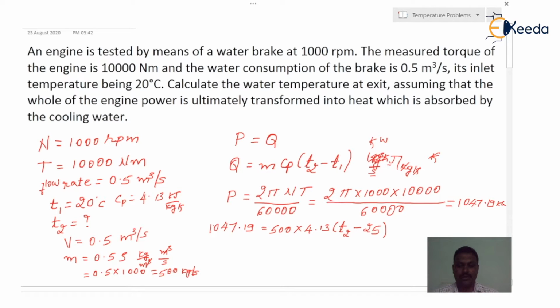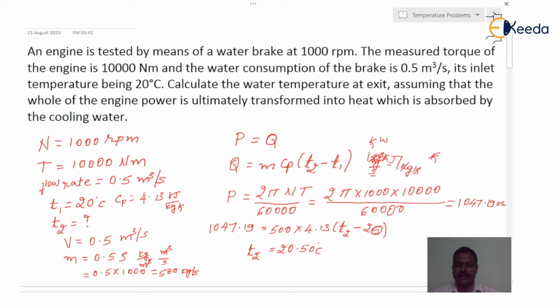Sorry, T1 is not 25 degrees Celsius. T1 is 20 degrees Celsius. Let us make it 20 degrees Celsius. So this T2 will be 20.5 degrees Celsius.